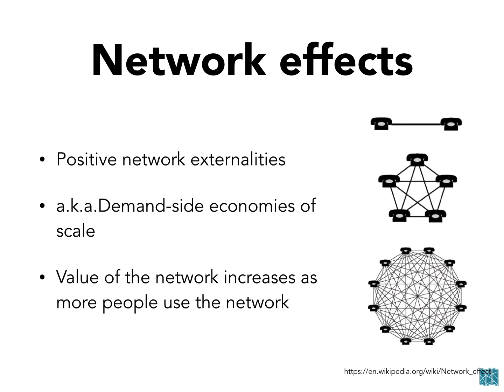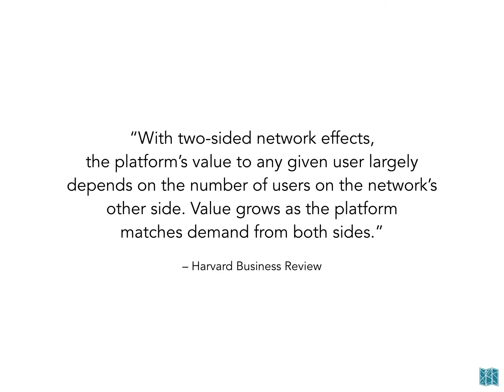So a classic example is the phone network. If just you and one friend have a phone, then it's sort of valuable, but every additional person who buys a phone adds value to everyone else in the network. And so the network tends to grow exponentially. And this is also why we only have one phone system and you don't have to have 10 different phones in your house. And so a good quote around this is, with two-sided network effects, the platform's value to any given user largely depends on the number of users on the network's other side. Value grows as the platform matches demands for both sides.